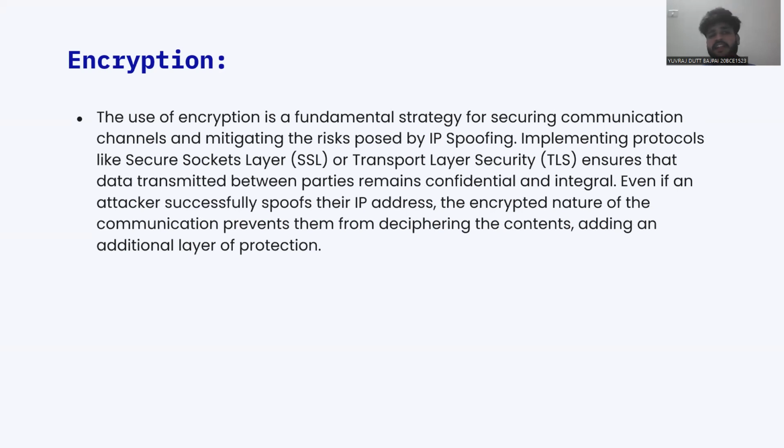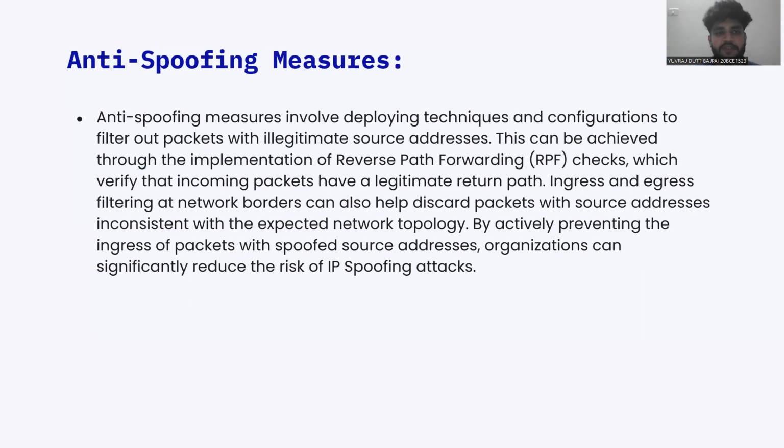Encryption. The use of encryption is a fundamental strategy for securing communication channels and mitigating the risk posed by IP spoofing. Implementing protocols like Secure Socket Layer, SSL, or Transport Layer Security, that is TLS, ensures that data transmitted between the parties remains confidential and intact. Even if an attacker successfully spoofs the IP address, the encrypted nature of the communication prevents them from deciphering the content, adding an additional layer of protection.